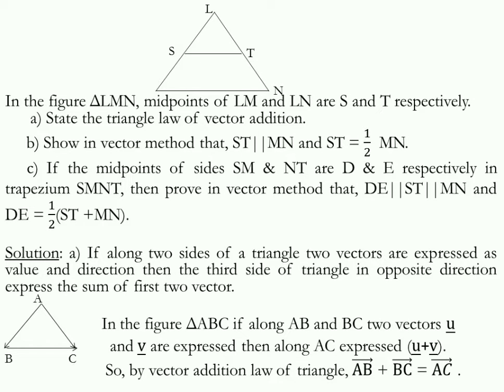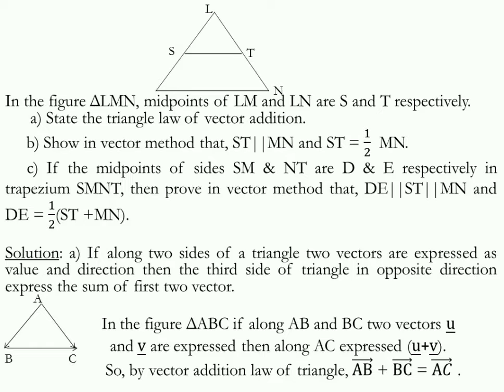Here, a figure is drawn. L, M, N are a triangle, and the midpoints of LM and LN are S and T respectively. Number A, state the triangle law of vector addition. Number B, show in vector method that ST is parallel to MN and ST equals half of MN.